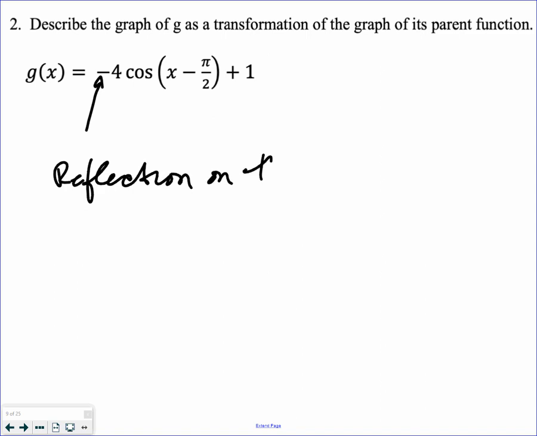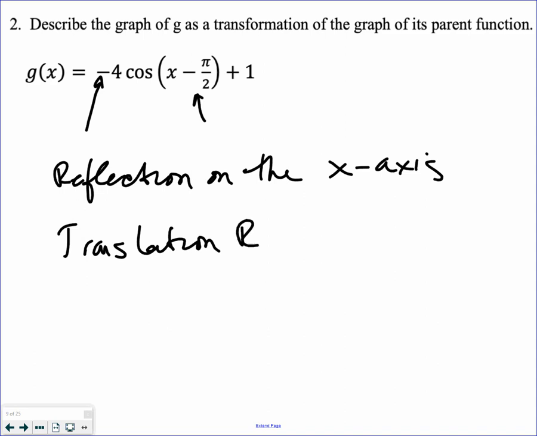So the next one, the negative sign means a reflection on the x-axis. The number inside, that's a translation to the right, pi over 2. And then this would also be a translation up 1. So again, we're just describing the transformation. This is very much like a parabola way back in the day. So again, each one of those means something.